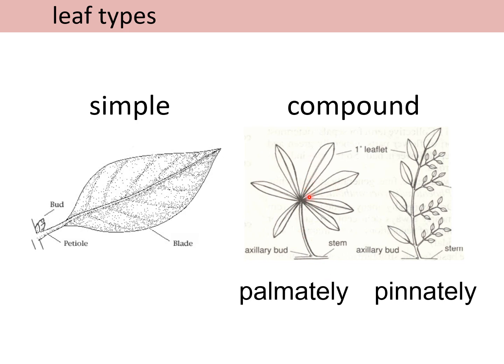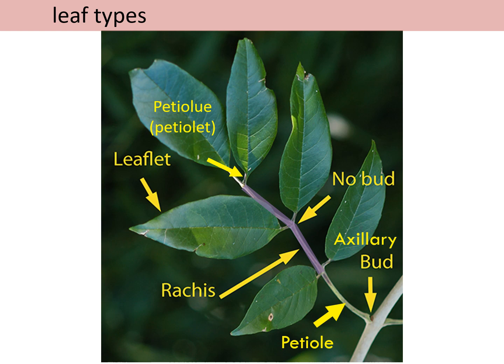For the pinnately compound leaf, the leaf has a main axis. Here, this is the main axis, and the leaflets grow along the axis. We call this axis the rachis. And this is the difference between palmately and pinnately compound leaf. So now we focus on the composition of the pinnately compound leaf.